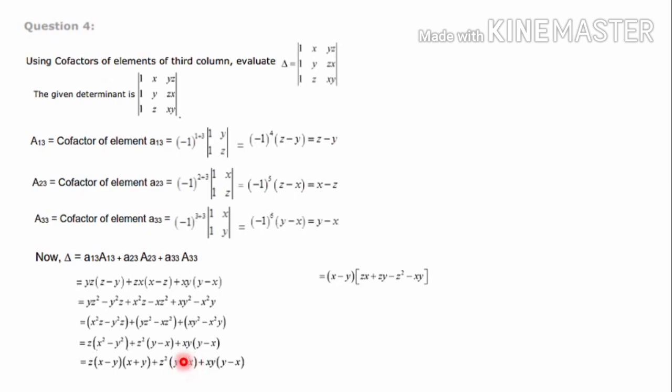So one minus is left here. That minus will come here as minus z square. Here also y minus x was there. I have taken x minus y outside, so minus is the balance. Minus into xy is minus xy.